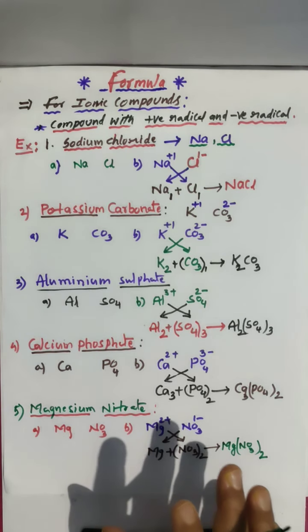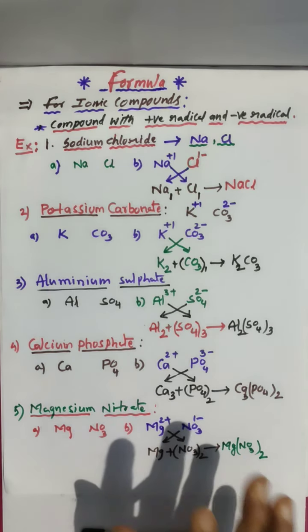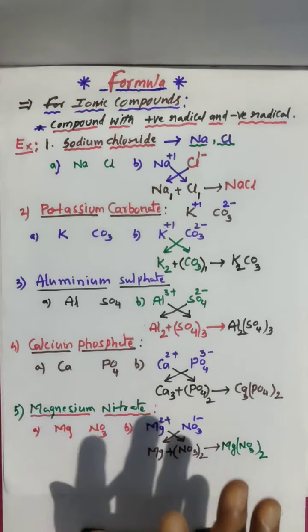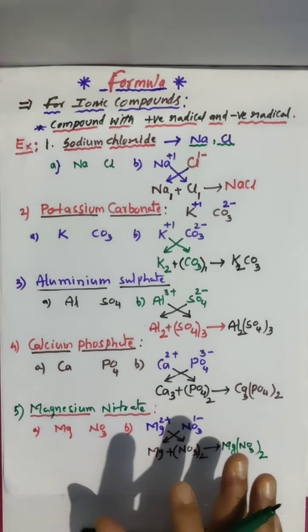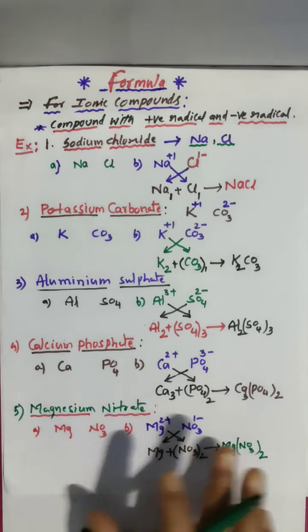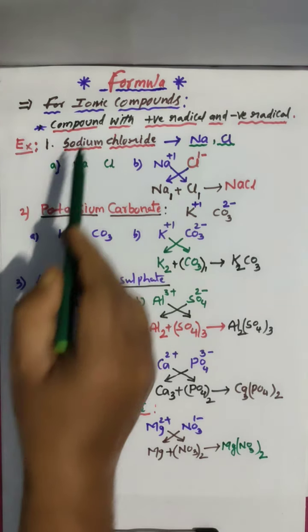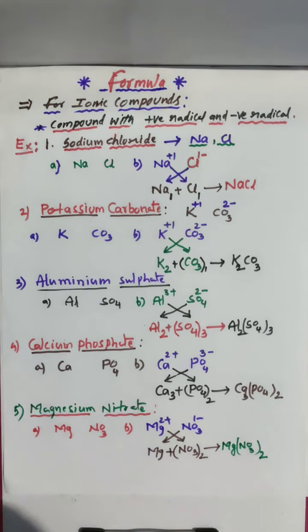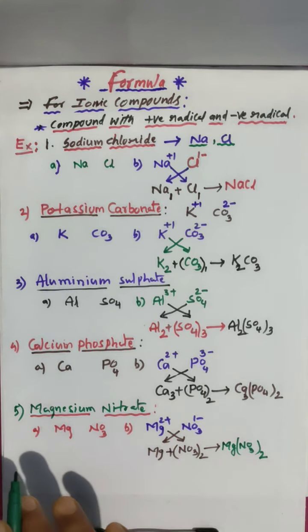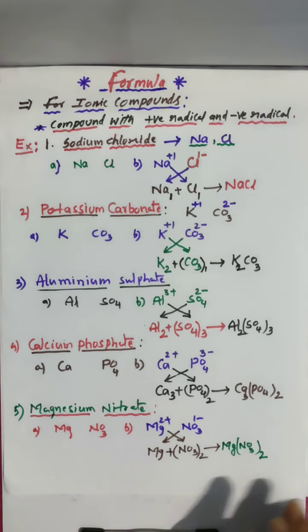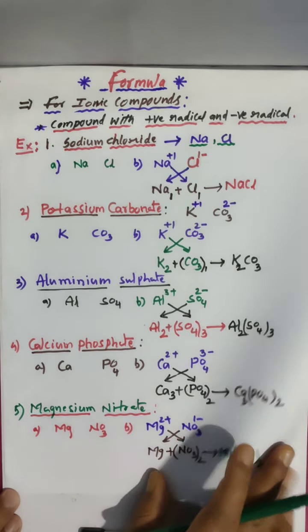So please learn radicals, their charges. If you know the radicals, then easy to write any formula. But this is for ionic compounds. We should not go for covalent compounds. Clear? So you go. Few more examples I will give to you.